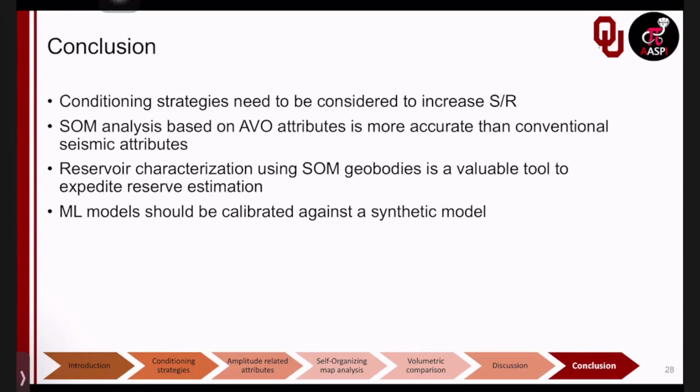In conclusion, conditioning strategies need to be considered. I think Marcilio also talked about this. SOM analysis based on attributes is more accurate than conventional seismic attributes, and less time consuming. And reservoir characterization using only SOM geobodies is a valuable tool to expedite reserves estimation. And I feel that a machine learning model should always be calibrated against a synthetic model to see what we are missing.